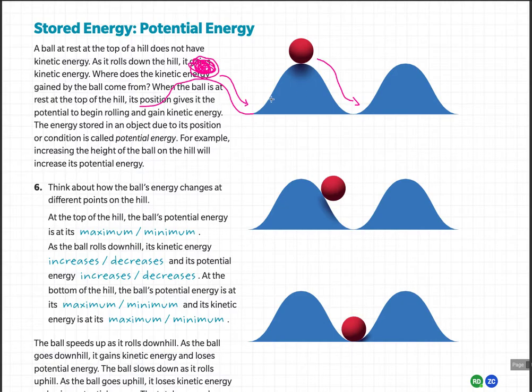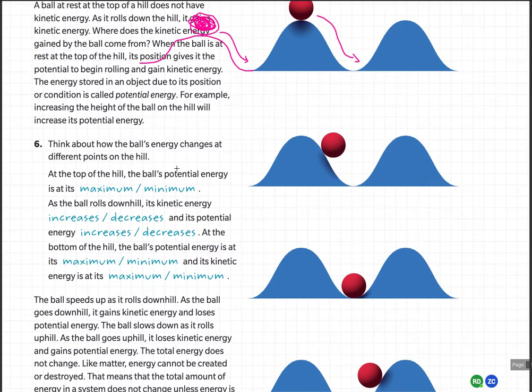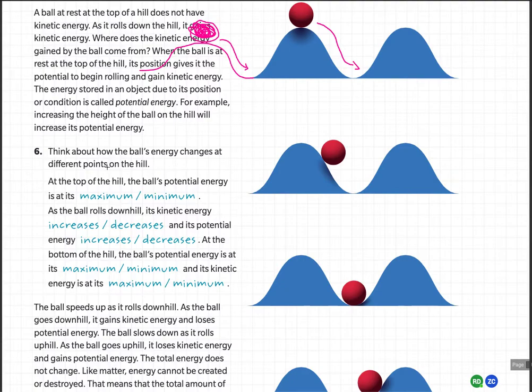Think of if you had Hot Wheels cars on a racetrack type of situation. If you make a tiny hill, or even if you're riding a bike, if you ride a bike down a tiny hill, you don't get going really fast. If you're on a high hill, you're going to go faster. That's potential energy. So this says, think about how the ball's energy changes at different points on the hill.